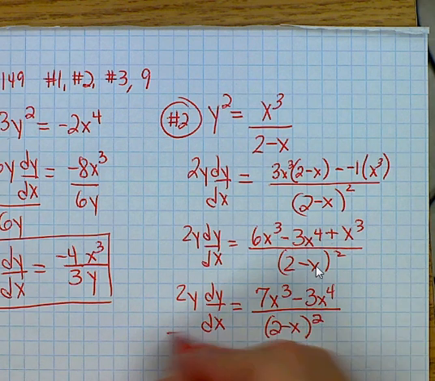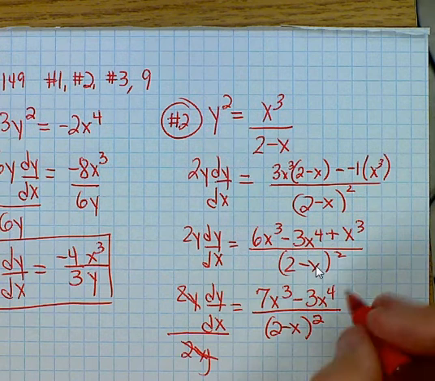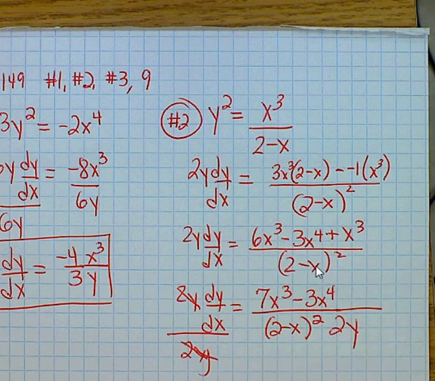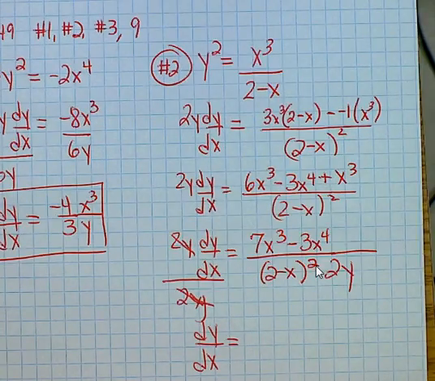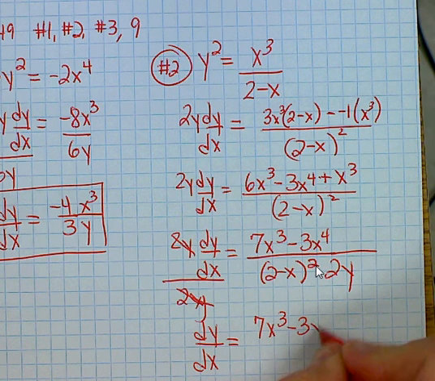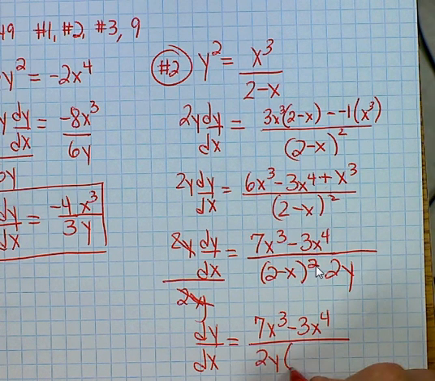And then I'm going to divide this by 2y to get dy dx by itself. When I divide by 2y, it's like multiplying by 1 over 2y, so the 2y is just going to go down here. So rewriting everything, dy dx is equal to 7x cubed minus 3x to the fourth, all of that over 2y times 2 minus x squared.